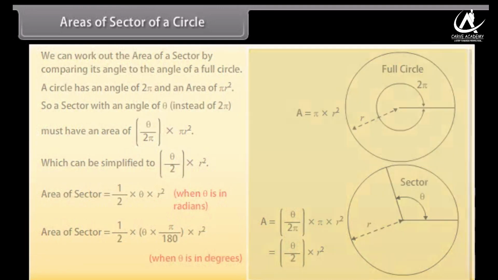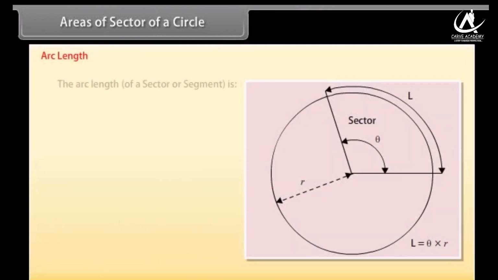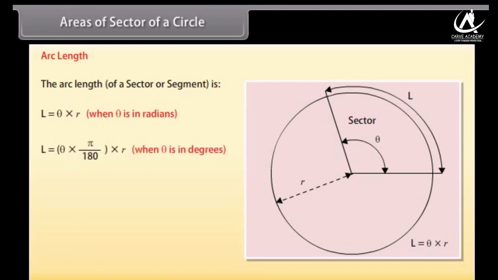Arc length. By the same reasoning, the arc length of a sector or segment is L is equal to theta into r when theta is in radians. L equals theta into pi upon 180 into r when theta is in degrees.